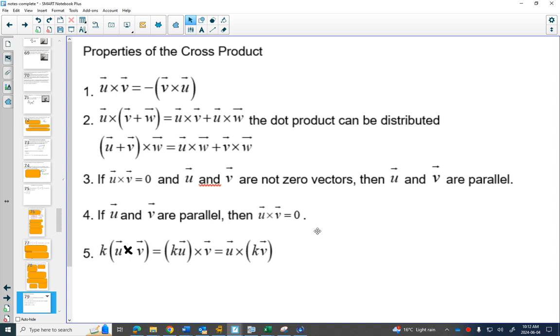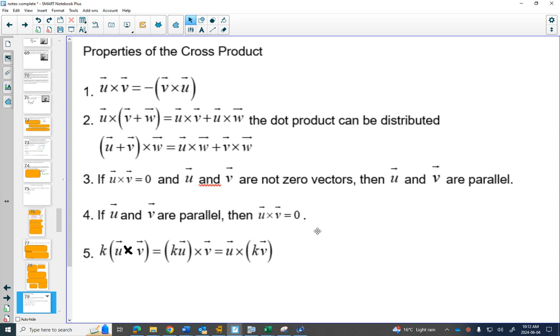So if they're parallel, the cross product is 0. If the cross product is 0 and there's not a 0 vector, then they're parallel. So they're not completely the same. We have to have that one restriction that you don't have a 0 vector in there.